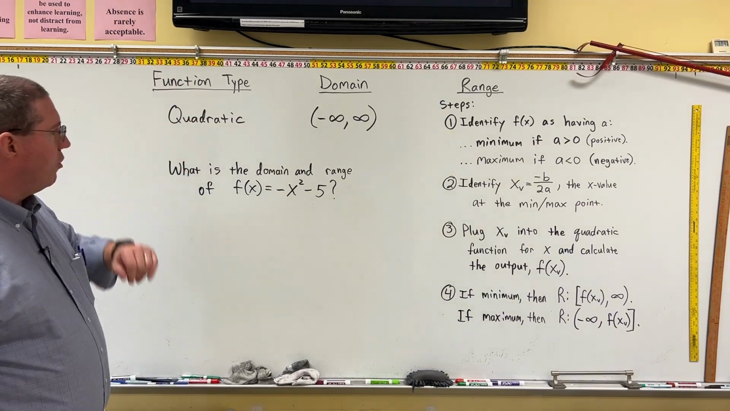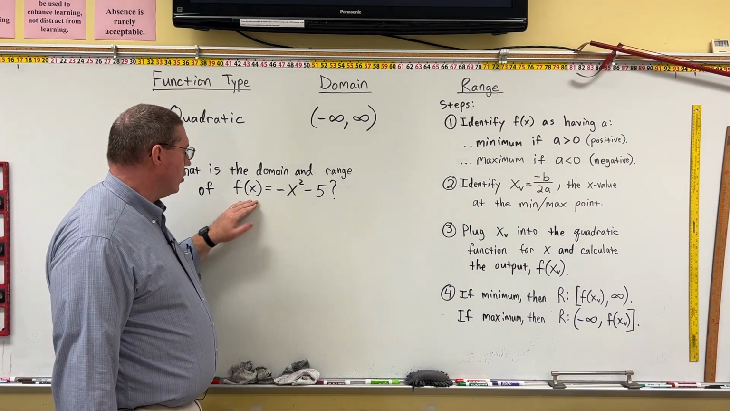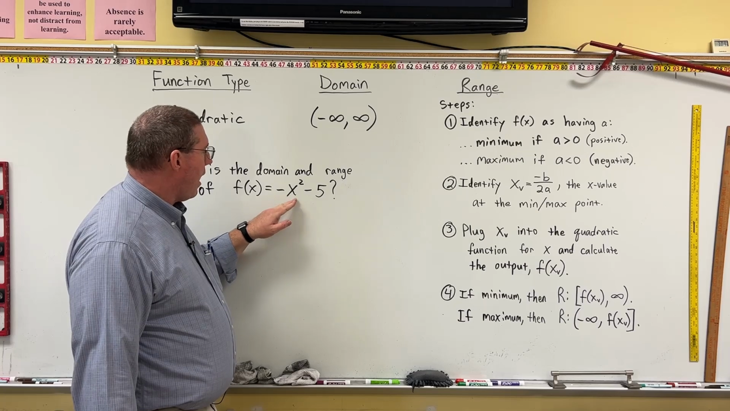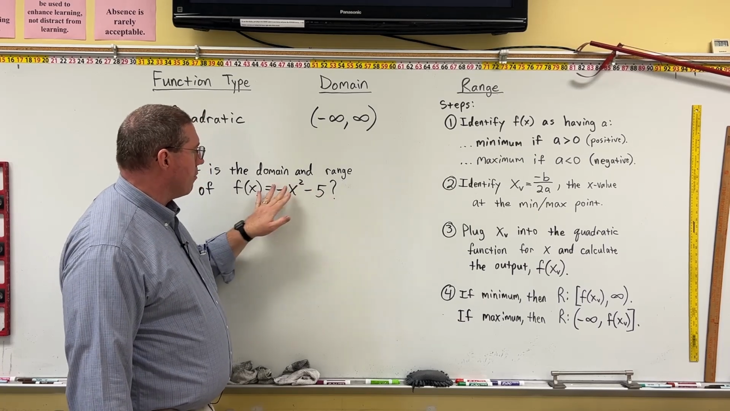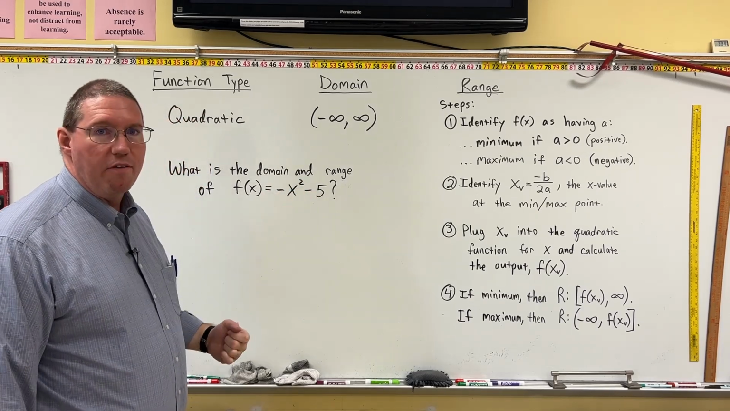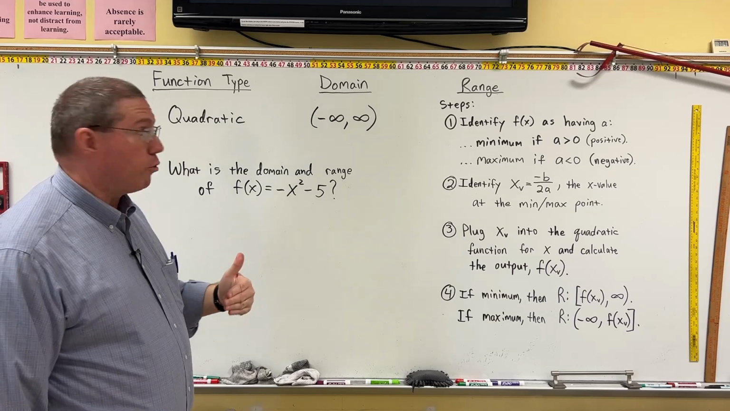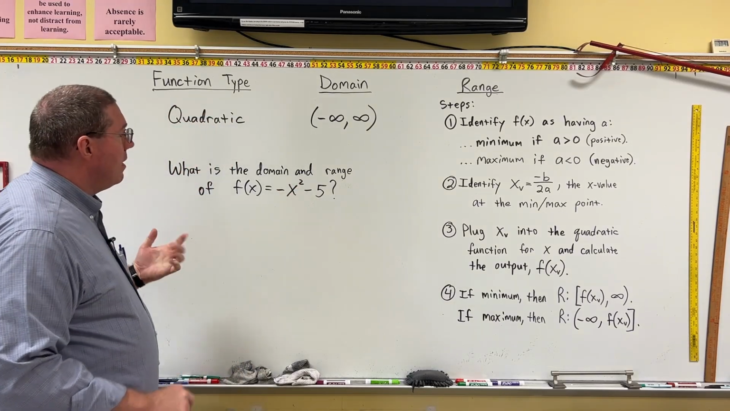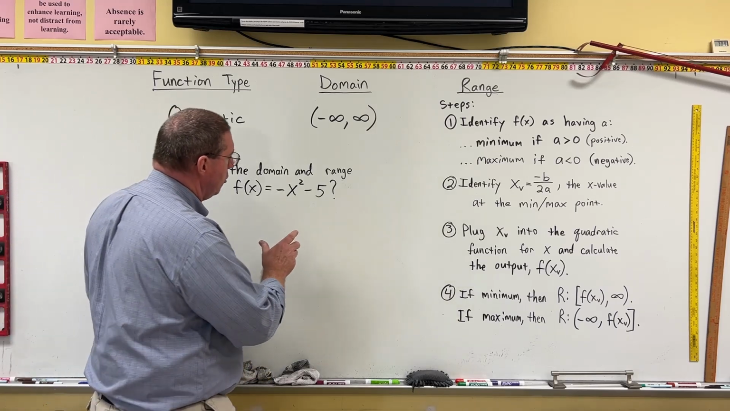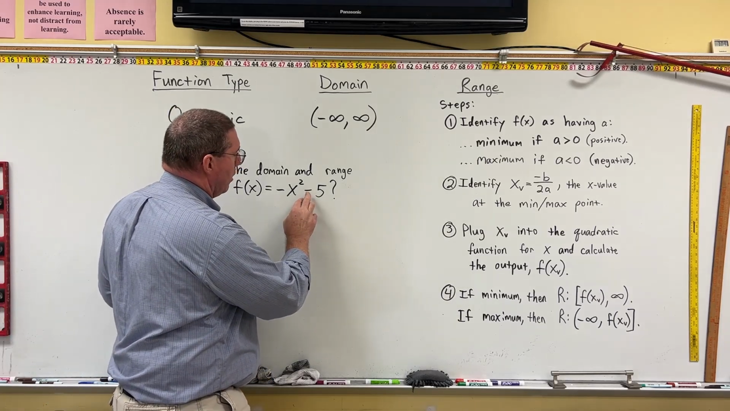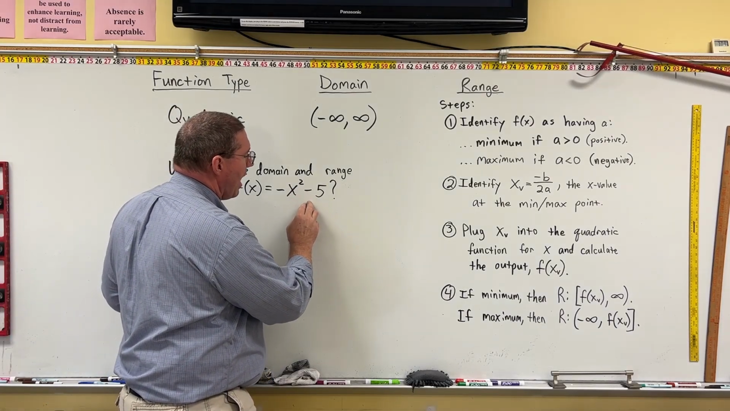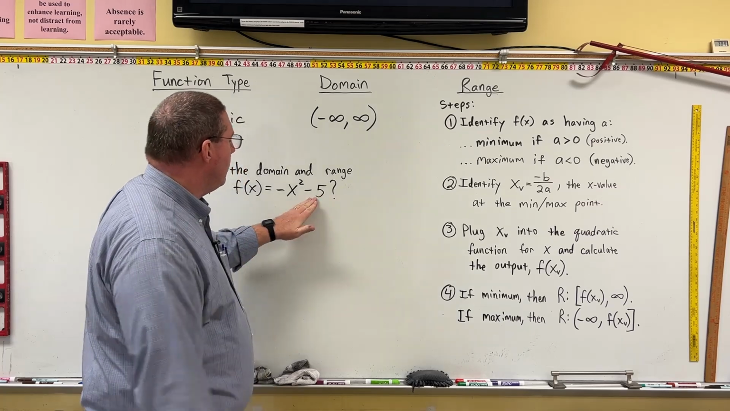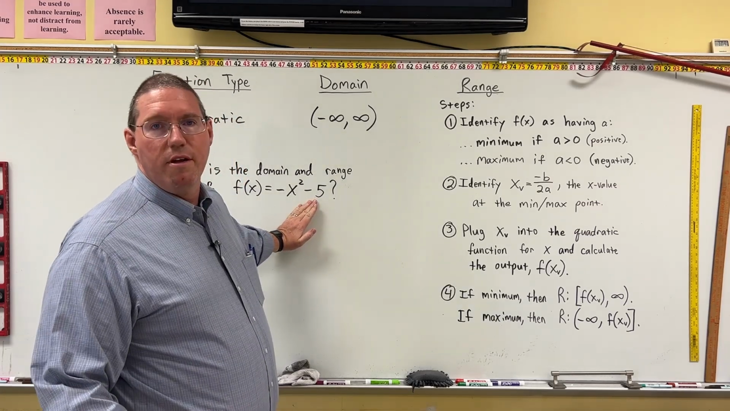It says, what is the domain and range of the function f of x equals negative x squared minus 5? There's our function, negative x squared minus 5. That is a quadratic function, okay, because it has an x squared. Now, you might say, well, it doesn't look usual, like I'm used to seeing plus 7x and then minus 5. Well, in this case, the b is just equal to 0, okay?